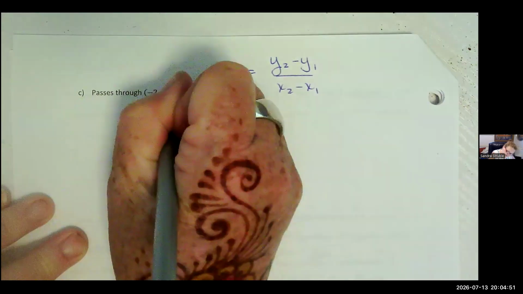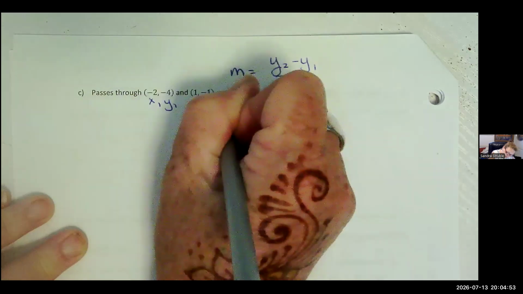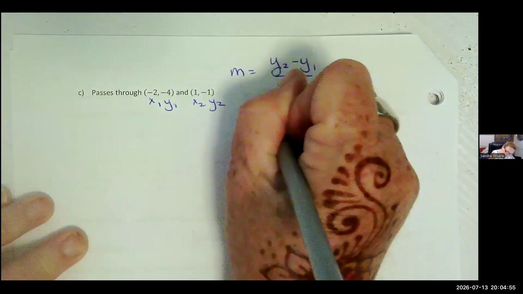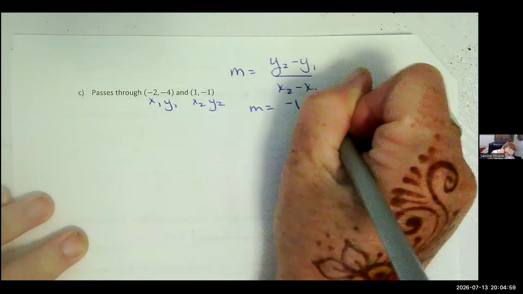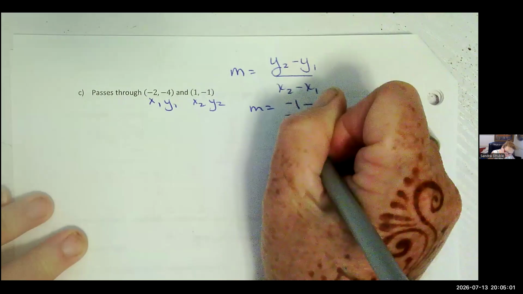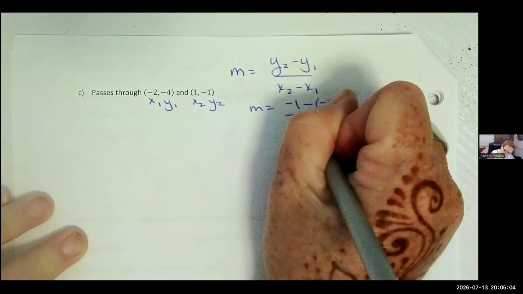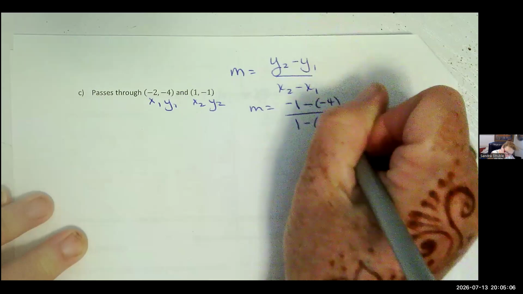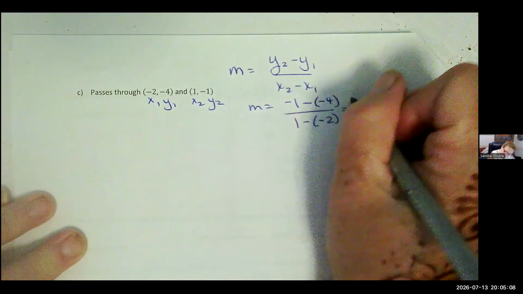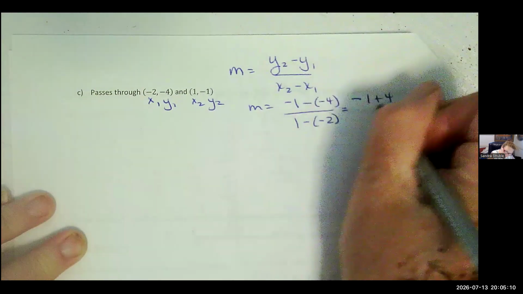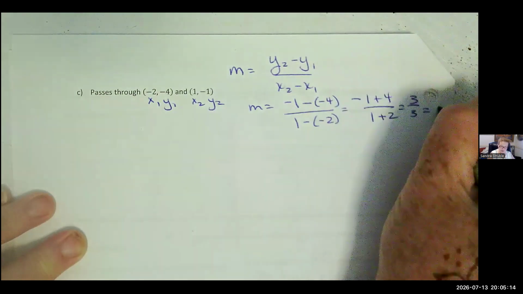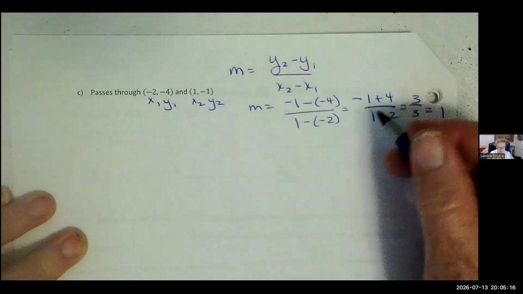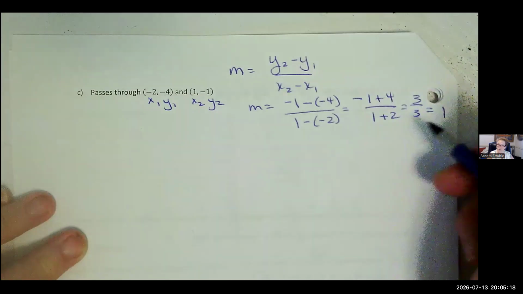x1, y1, x2, y2. m equals y sub 2 is negative 1 minus y sub 1 is negative 4, over x sub 2 is 1 minus x sub 1 is negative 2. Clean this up a little bit. Negative 1 plus 4 over 1 plus 2 is 3/3, which is 1. Negative 1 plus 4 is 3. 1 plus 2 is 3. So that is just 1. Our slope is 1.